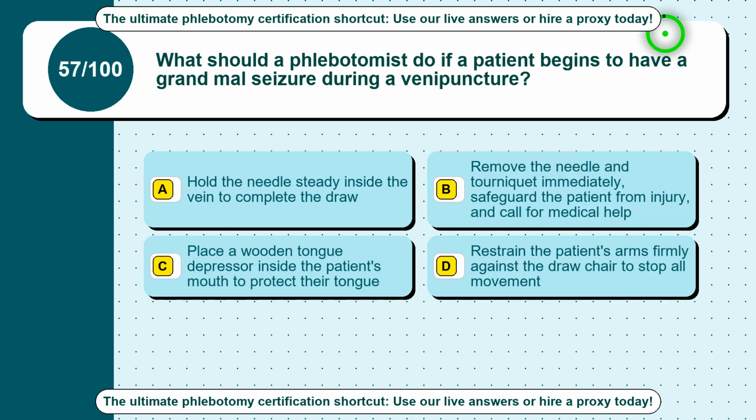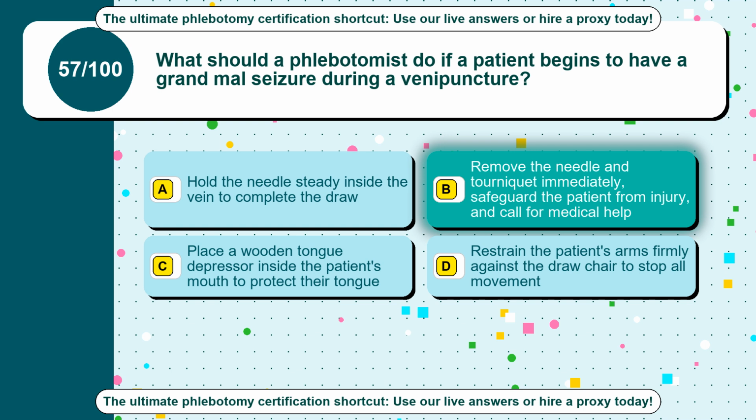Question 57. What should a phlebotomist do if a patient begins to have a grand mal seizure during a venipuncture? Option A. Hold the needle steady inside the vein to complete the draw. Option B. Remove the needle and tourniquet immediately, safeguard the patient from injury, and call for medical help. Option C. Place a wooden tongue depressor inside the patient's mouth to protect their tongue. Option D. Restrain the patient's arms firmly against the drawer chair to stop all movement.